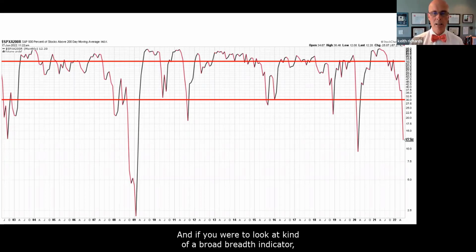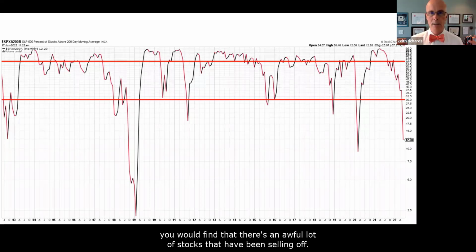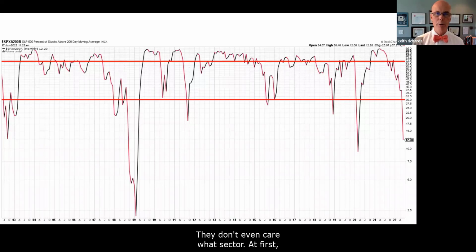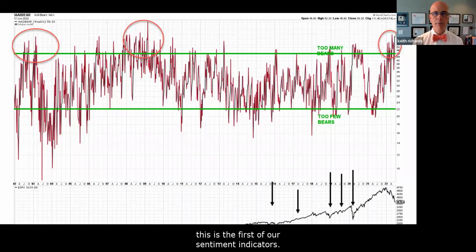And if you were to look at a broad breadth indicator, and I'm not here to talk about breadth, you would find that there's an awful lot of stocks that have been selling off. So this indicates the market participants are selling everything. They don't even care what sector. At first, we were selling the tech growth stocks, the NASDAQ and whatnot. Now it's everything. Throw everything out, including the baby with the water. So this is the first of our sentiment indicators. So our backdrop is the market is in sell everything mode.